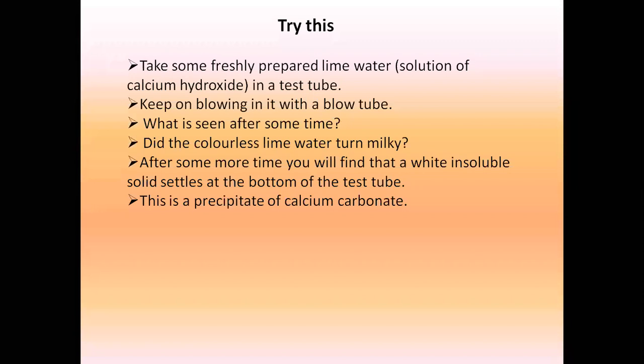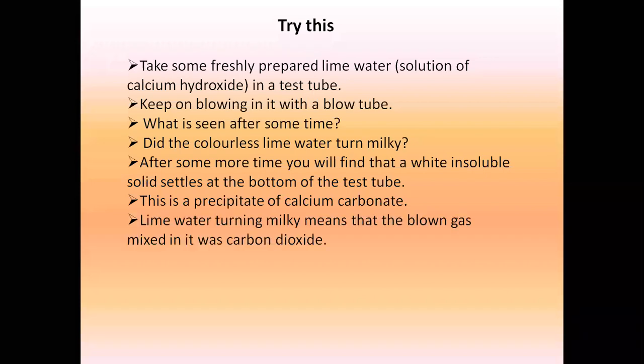Now students, initially it was a transparent solution of lime water. When I blew out air, solid particles were formed in the reaction. If in a liquid there is a formation of solid particles, we call it a precipitate. Solid insoluble substance formed in the reaction is called a precipitate. And the precipitate settles at the bottom of the test tube if it is left unattended. So there's a precipitate of calcium carbonate, and lime water turning milky means the blown gas has carbon dioxide mixed in it.